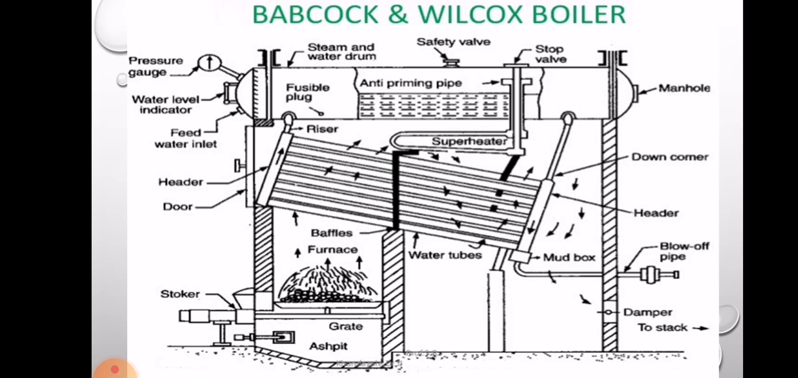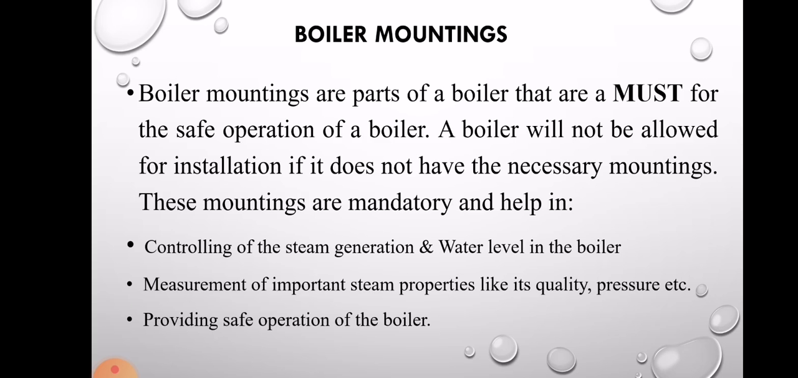Let's see what is the difference between a boiler mounting and a boiler accessory. Now, boiler mountings are parts that are mandatory. They are a must for the working of a boiler. You cannot have a boiler where all the necessary mountings are not installed. So, in fact, the government regulations are also so severe and strict that if mountings are not there in place, then they may not even allow the installation of the boiler.